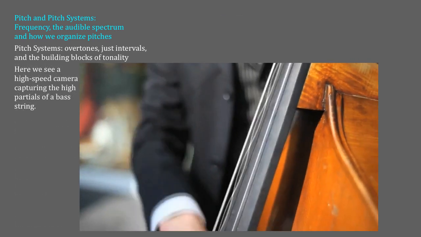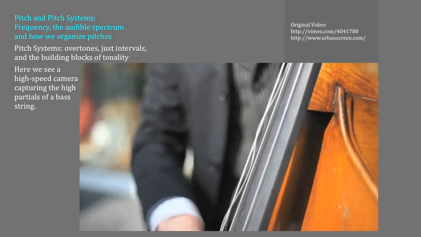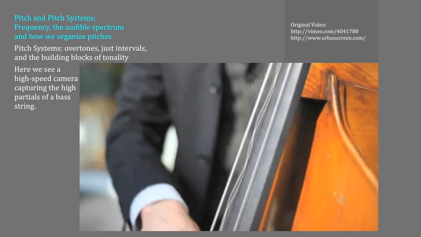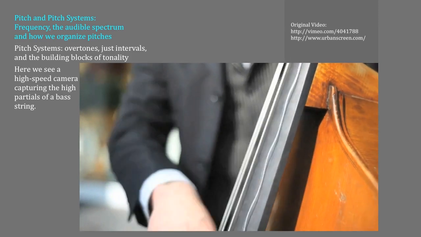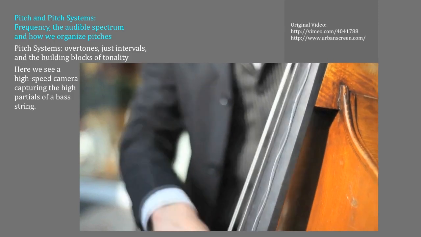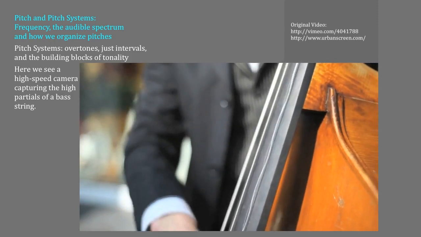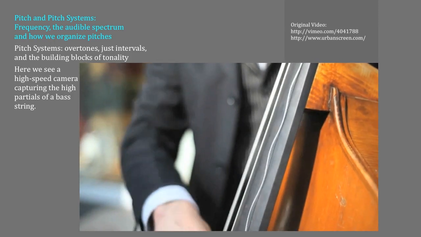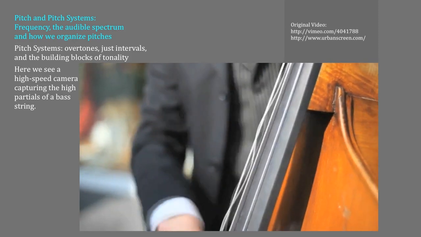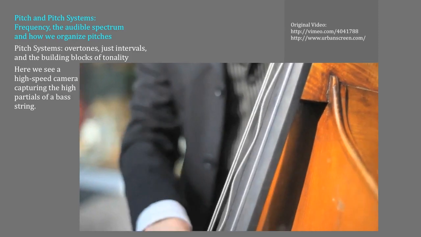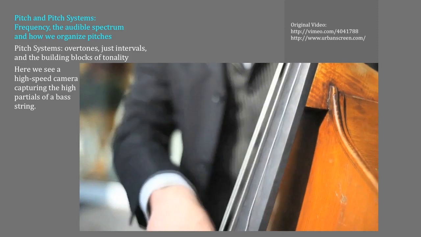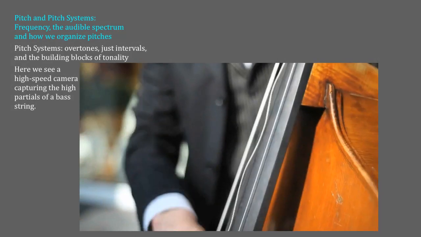Here we see a high-speed camera capturing the high partials of a bass string, and we can see here this camera, which has a shutter speed that's going very quickly, is capturing some of the waveforms of the string while it is in motion. So whenever we are hearing a pitch coming from a musical instrument, that pitch is made up of the fundamental pitch, which is the lowest one that we can hear, and then a series of overtones or partials. And it looks here as though the camera is capturing perhaps even the 10th or 11th partial of this string vibration.